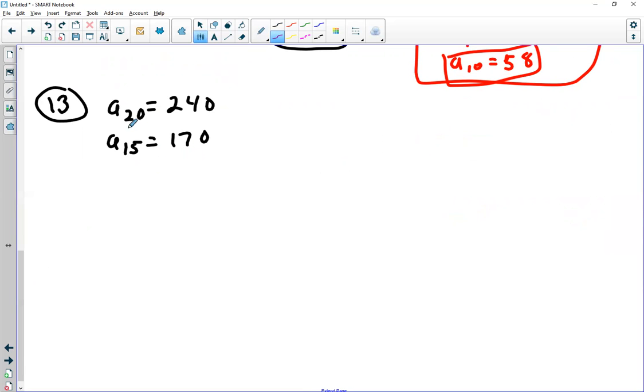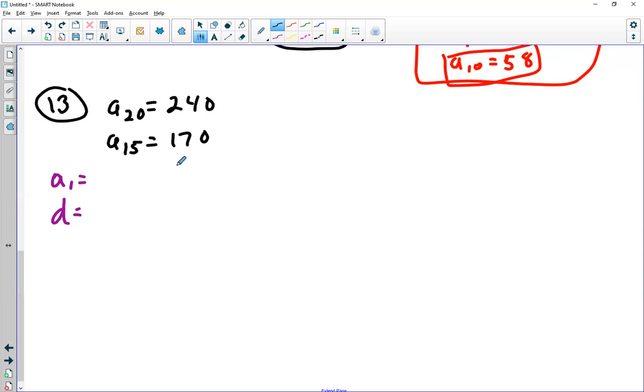So this one, we have A20 equals 240, A15 equals 170. I need to figure out how to get A1, and I need to figure out how to get R, the D. Where does D come from? It's D in the arithmetic, it's R in geometric. Why'd you switch the letter? Just leave it as R. No, it's always been D.